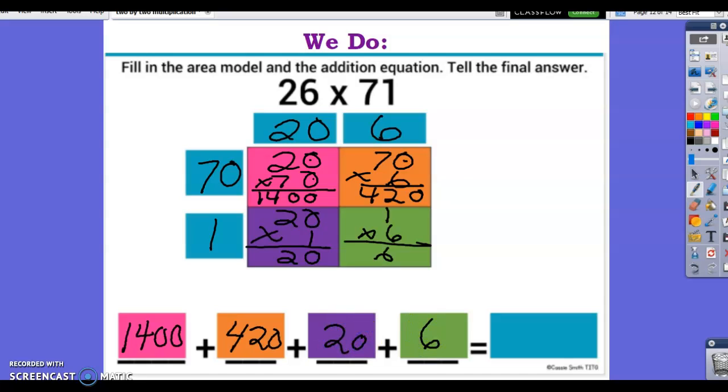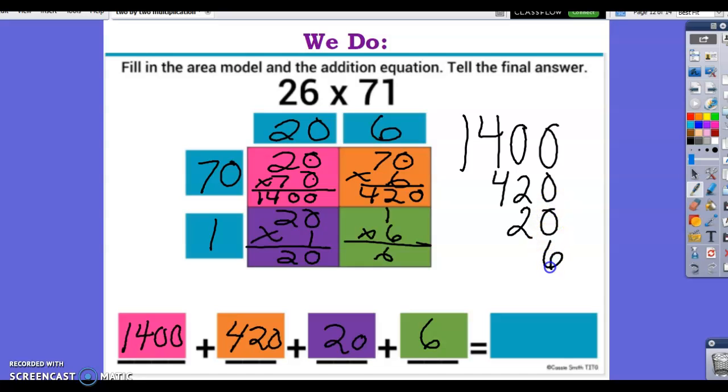When you added them up, make sure that your digits are all lined up. Make sure you can tell what you wrote. Make sure you have your symbol, and then you add it up. For 1,846. Now, if you got any of those steps wrong, make sure that you go back and you fix them.